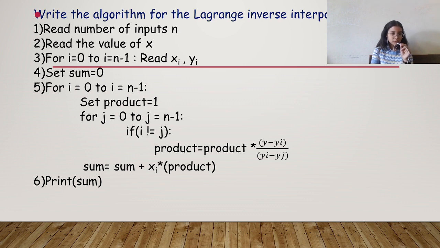For j equals 0 to n minus 1, if i is not equal to j, product equals product multiplied by (y minus yj) upon (yi minus yj). Sum equals sum plus xi multiplied by product. Sixth, print sum.